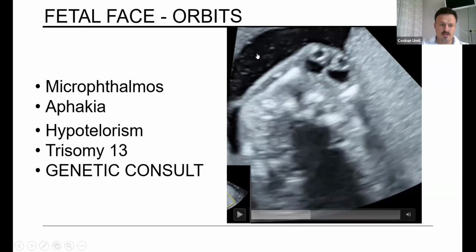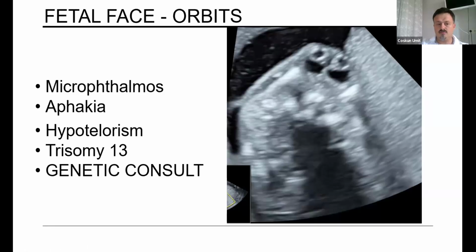A hypothyroidism case. Aphakia, if there are no lenses and there is no iris in the eyes, we call it aphakia. And this is almost always together with trisomy 13. So genetic consultation is very, very important.